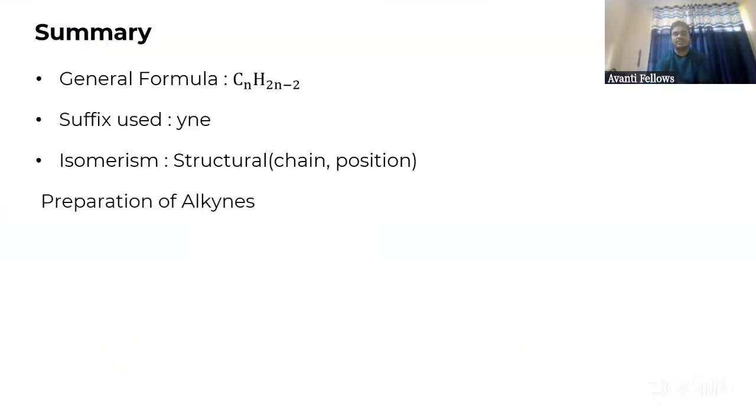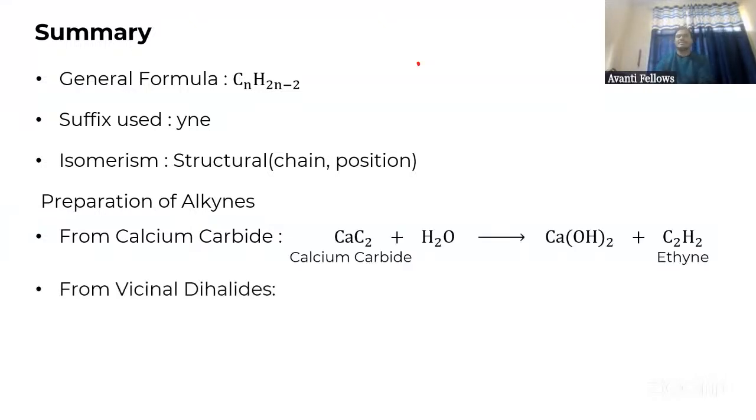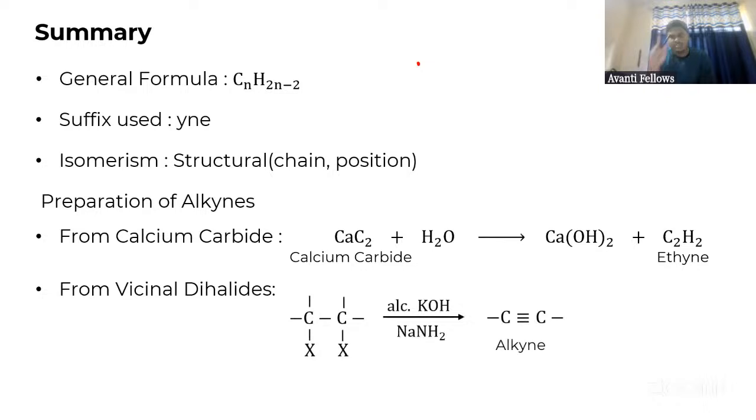Now, the general formula is CnH2n minus 2. This is a quick summary of what we studied in case of alkyne. So the general formula for alkyne is CnH2n minus 2. The suffix we use is "ine". Isomerism: they show just structural isomerism. In preparation, we study only two methods. One is from calcium carbide, and the next is from vicinal dihalide. We also studied how calcium carbide is produced in the industries, right. The second method is vicinal dihalide.